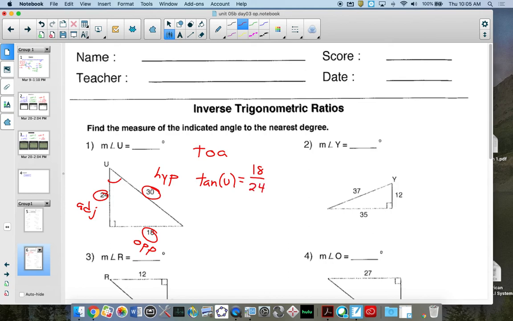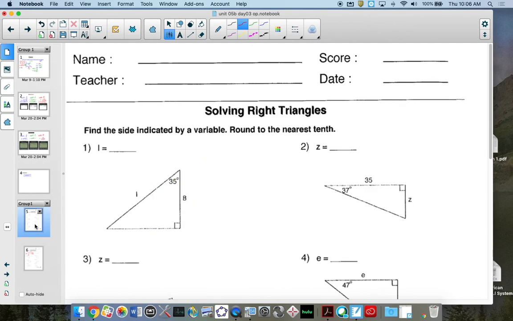And then go ahead and solve that like we just did in the examples. So U is going to equal the inverse tangent of 18 over 24. And then you grab your calculator and you go ahead and punch that in and you'll get your angle for U. So use the inverse trig functions for the second side, and you're just going to find lengths of sides for the first side. Okay.